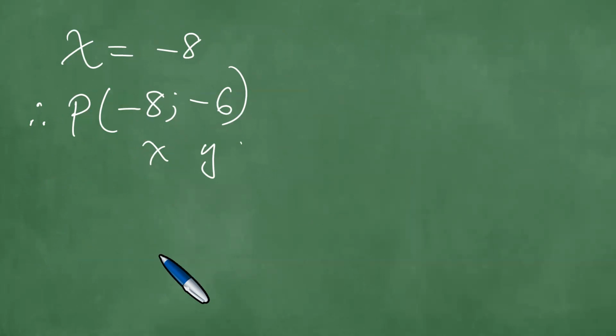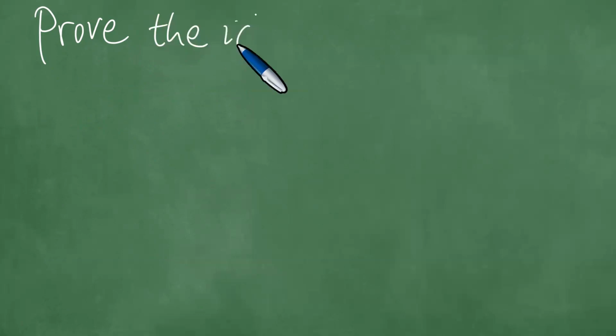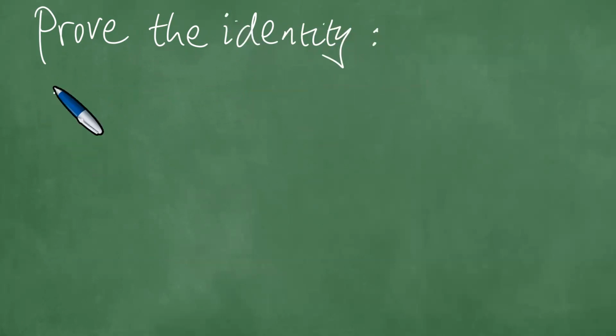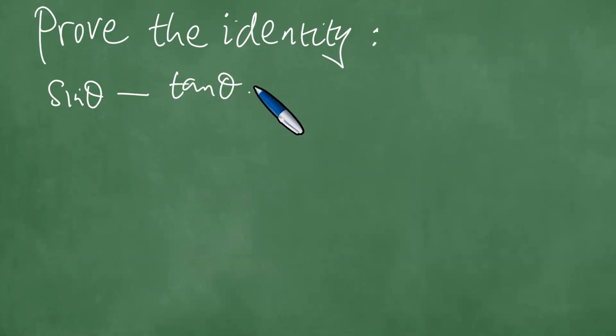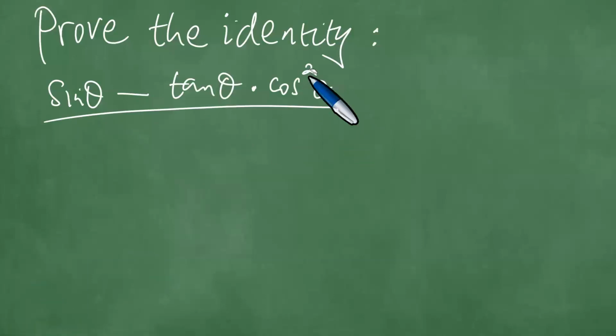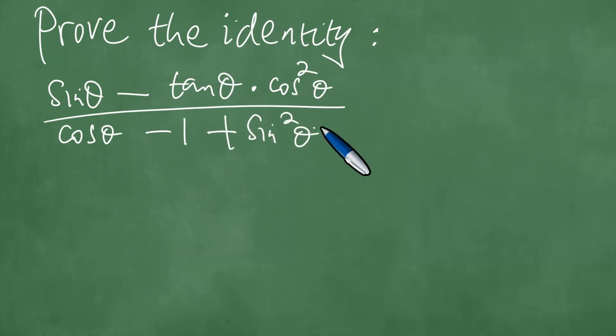5.4. So you need to prove here. Prove the identity: sine theta minus tan theta times cosine squared theta, divided by cosine theta minus 1 plus sine squared theta, equals tan theta.